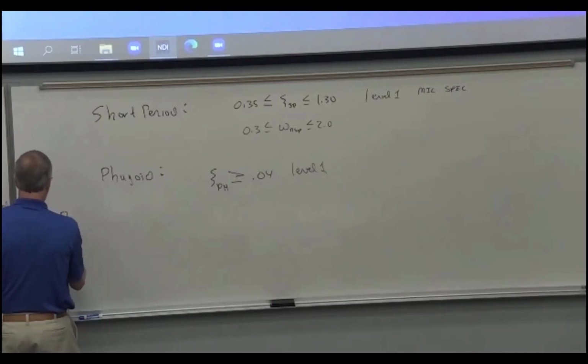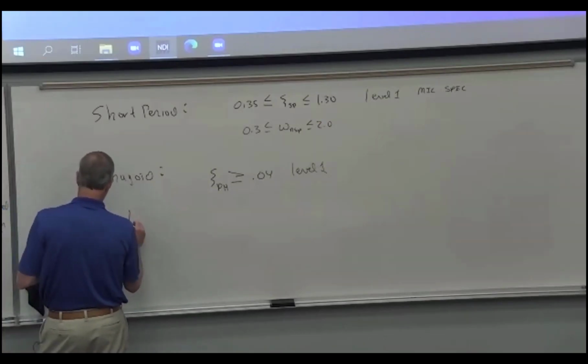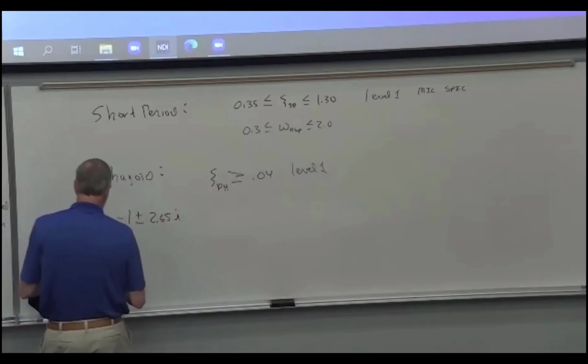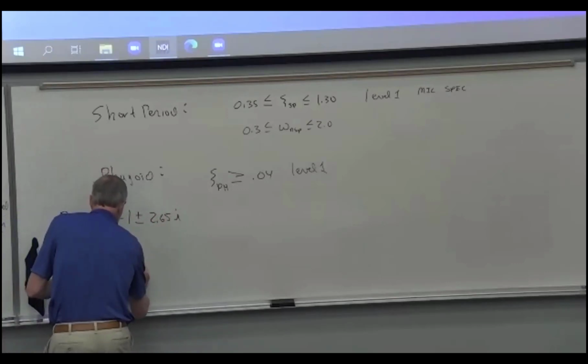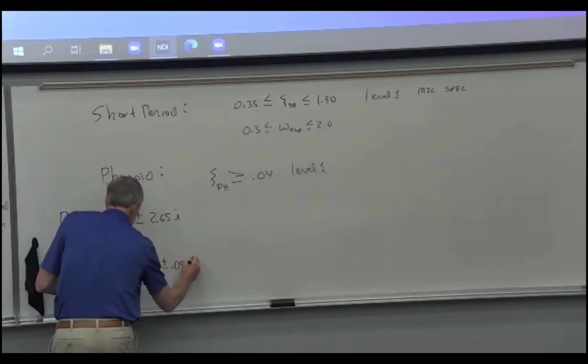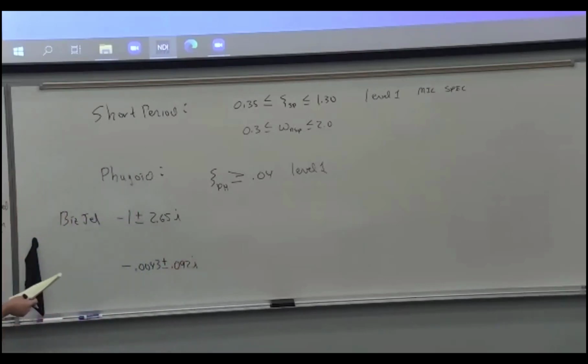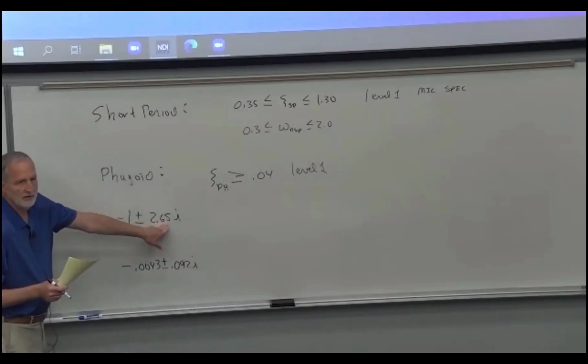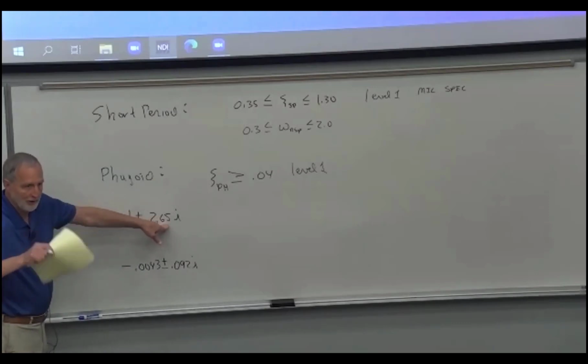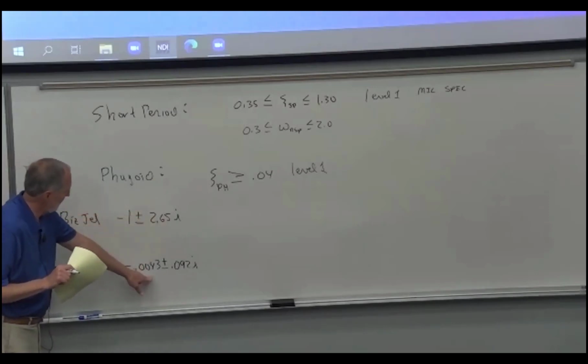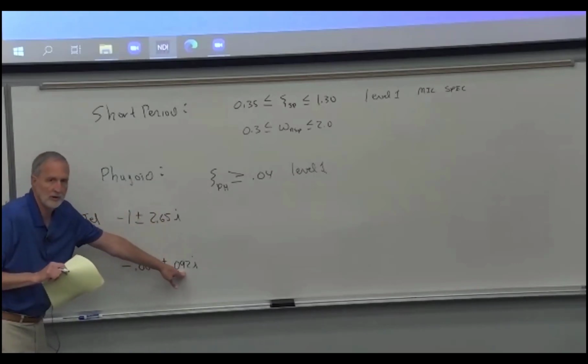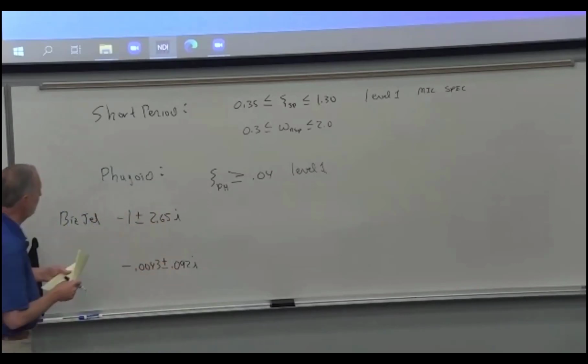So if we take the BizJet and we take the short period mode, and then we look at the phugoid mode, how do we identify these? Remember, the one with the high frequency is the short period, because it's the short period. And then the long period phugoid mode is more lightly damped with the lower frequency, and that's the phugoid. So this is short period.